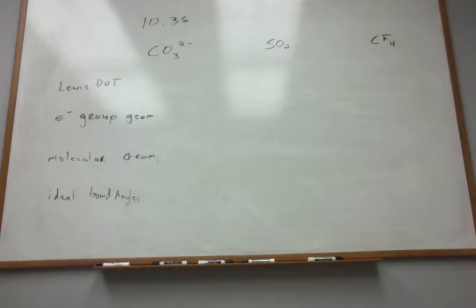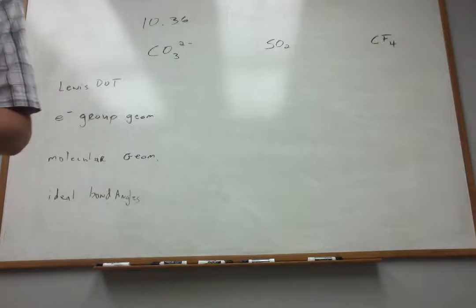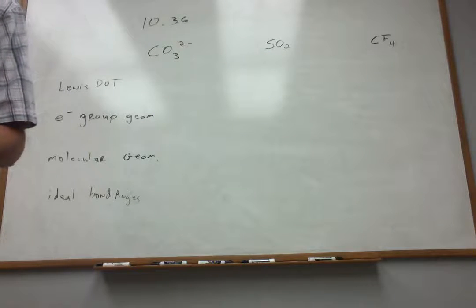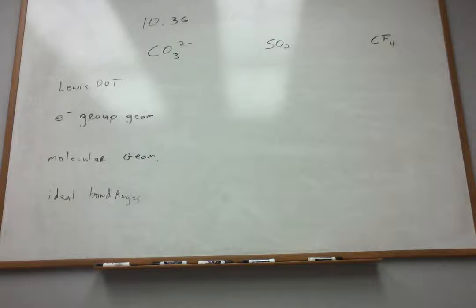So the first one is CO3 2 minus. You may recognize this from early in the semester. This is the carbonate anion. It's 2 minus charge, and it doesn't matter if we're dealing with a molecule that's neutral or an ion. We go about this molecular geometry bit the same way. We first start by writing our Lewis dot structure. It's always the first step.